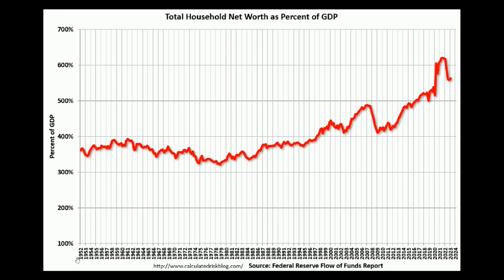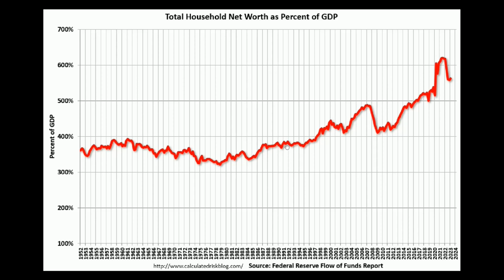This horizontal axis signifies the progress of time from 1952 to present. This vertical axis is household net worth as a percent of GDP, and as you can see, for about 35 years from 1952 until the late 1980s, there was no real progress in this metric. This was a decent number in an absolute sense, but prosperity in terms of net worth was not rising.